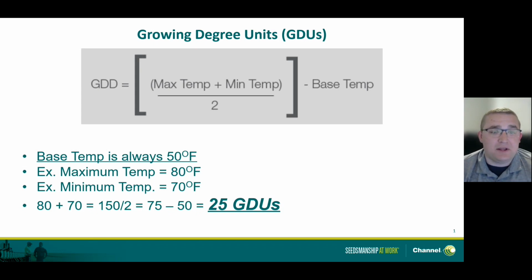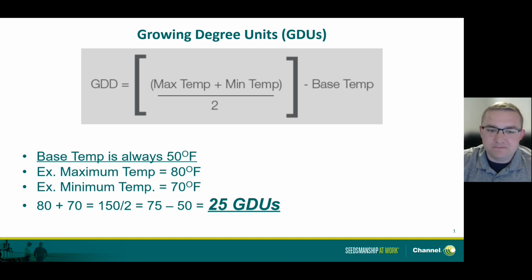For this example, I'm going to use a maximum daily temperature for a given day of 80 degrees, and 70 degrees being the low that particular day. We add those together, we get 150, divide that by 2 gives us 75. We then subtract that constant base temp of 50 degrees Fahrenheit, which gives us 25 GDUs for this example.